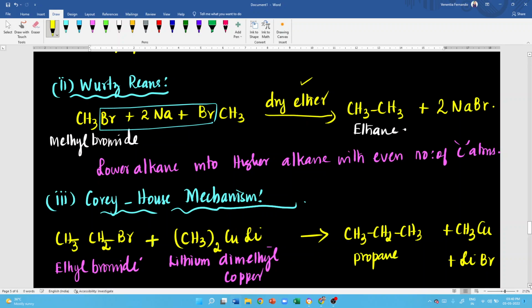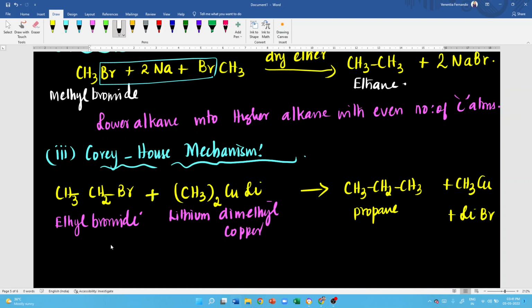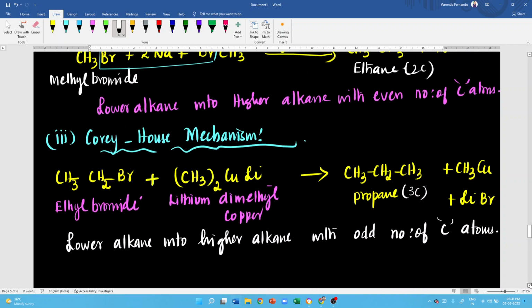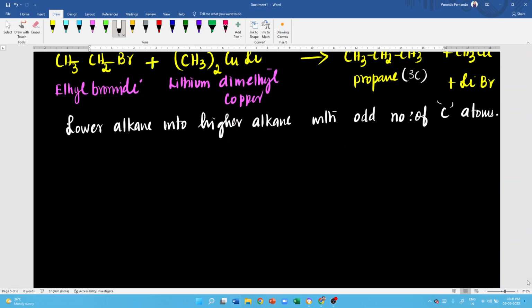In this method, the lower alkane is converted to a higher alkane with an odd number of carbon atoms. Here it is 2 carbon, and here it is 3 carbon. So that's the third division in preparation from haloalkanes. The first one is the reduction, the second one is the Wood's reaction, and the third one is the Corey-House.